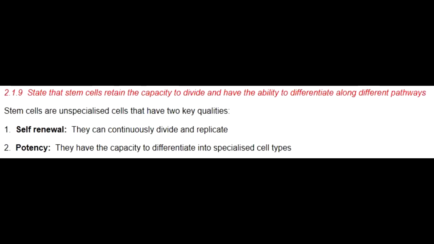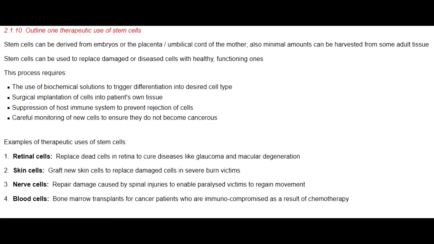Next, we need to state that stem cells retain the capacity to divide and have the ability to differentiate along different pathways. This pretty much means two things: that stem cells can replicate forming more stem cells, or they can differentiate into specialized cells. Last but not least, we need to outline one therapeutic use of stem cells.